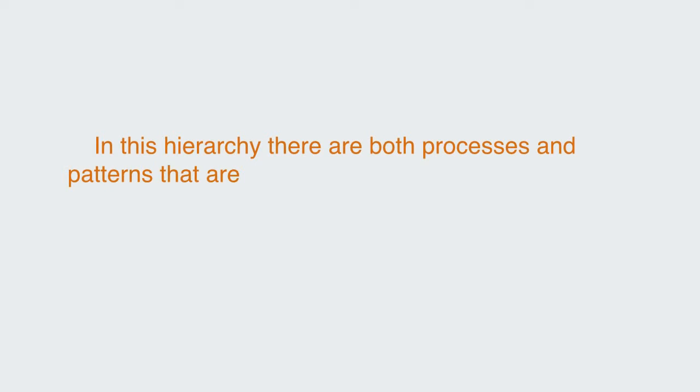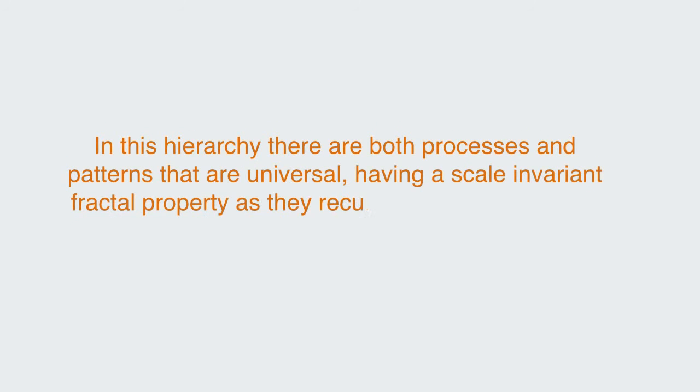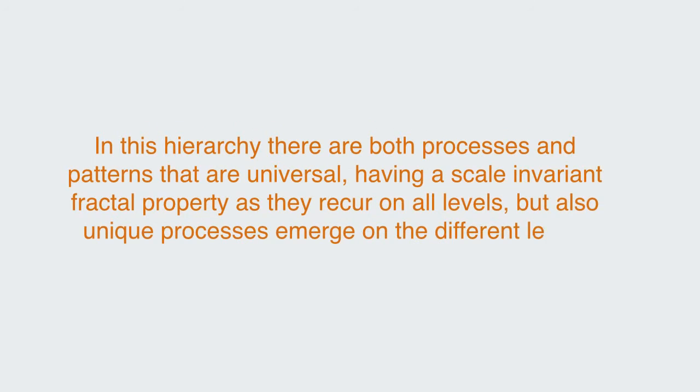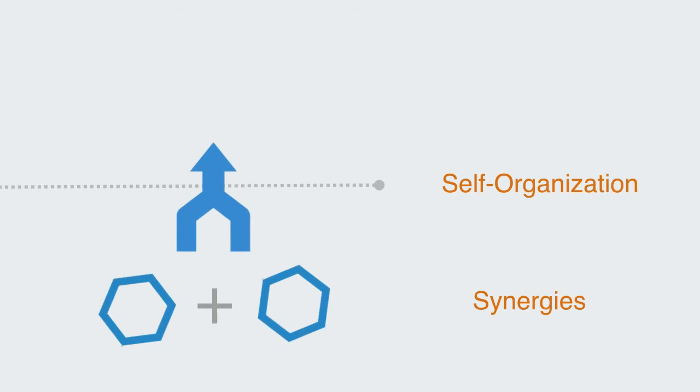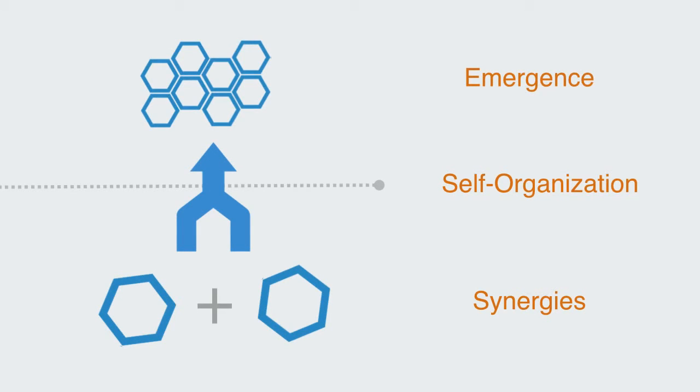In this hierarchy, there are both processes and patterns that are universal, having a scale-invariant fractal property as they reoccur on all levels, but also unique processes emerge on the different levels. But this idea of synergies and self-organization leading to emergence and the formation of new levels in a hierarchical fashion is a central model to understanding the complex multidimensional characteristic of ecosystems.